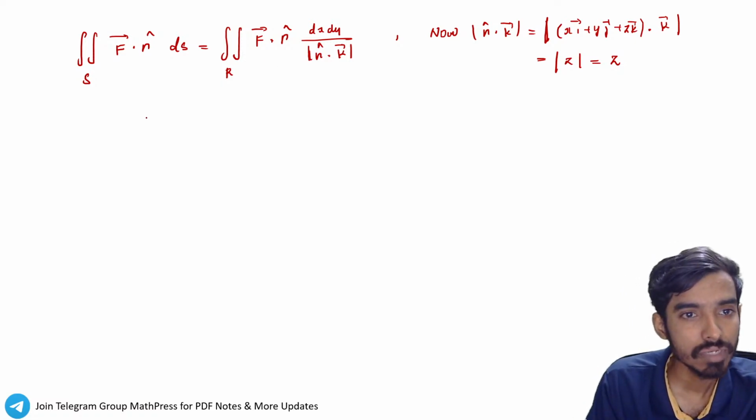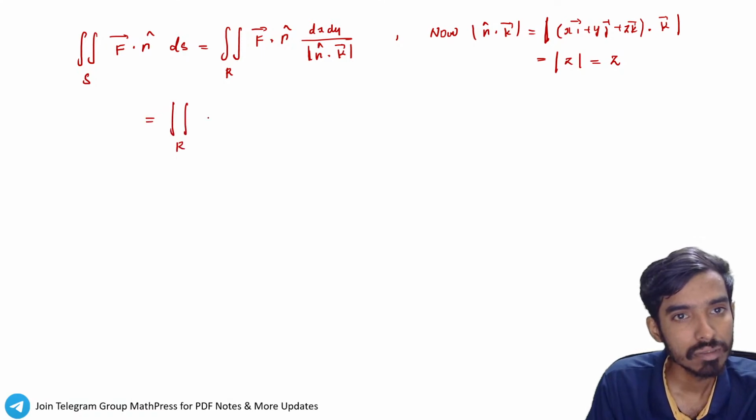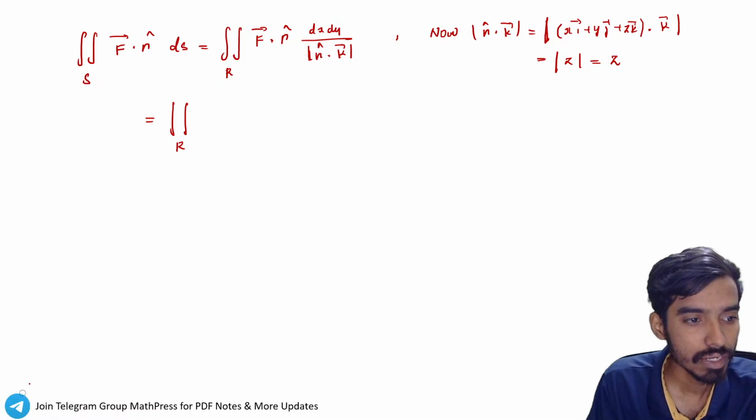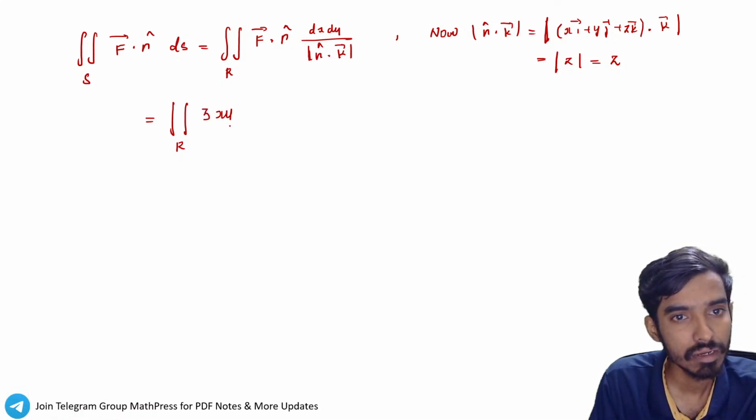So therefore, this will be the double integral over r. What is f vector dot n cap? F vector dot n cap is 3xyz, right?